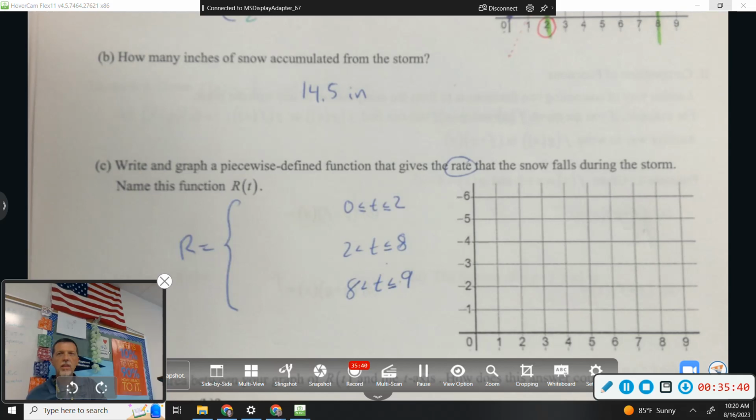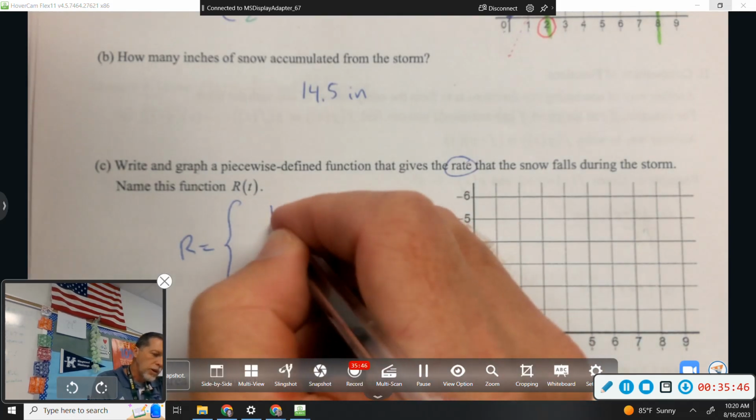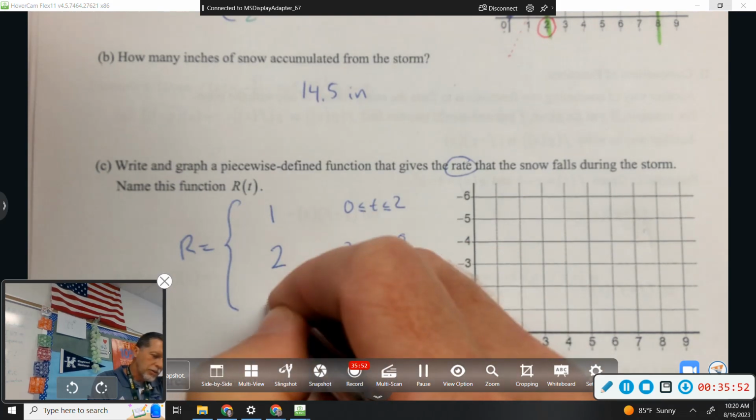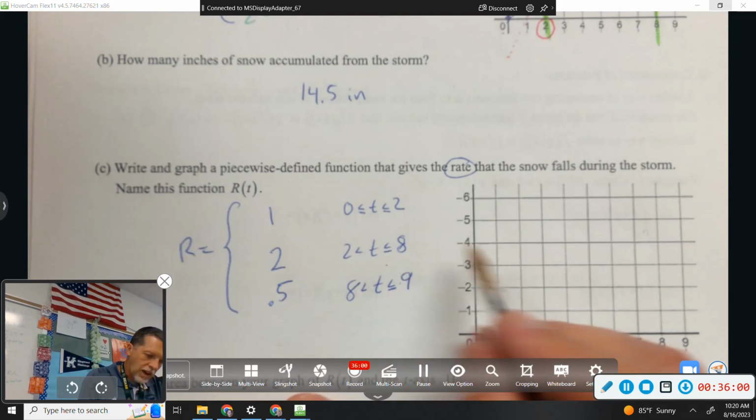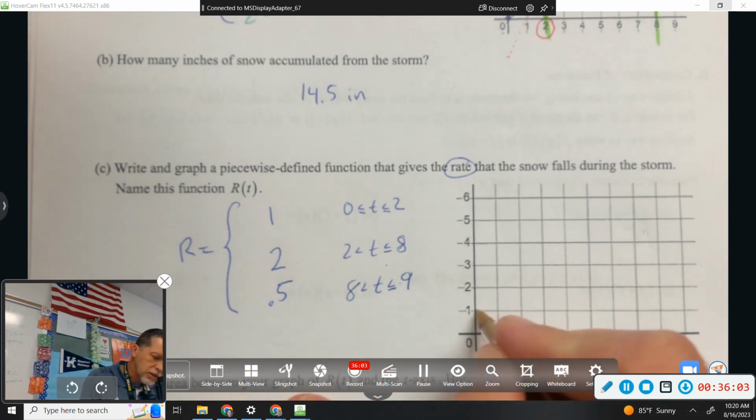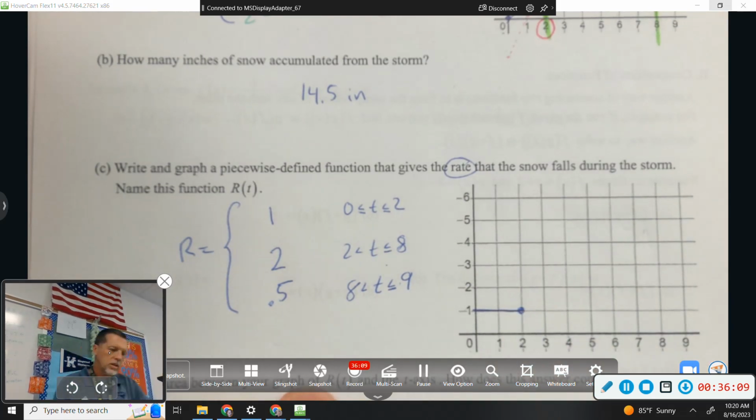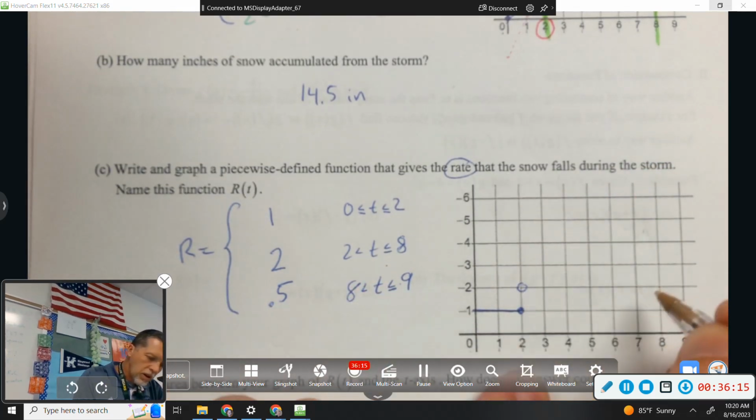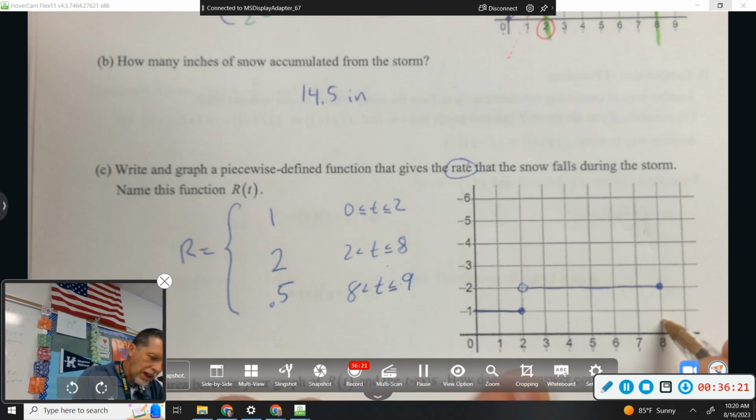Lost my color coding for this one. I was so excited that I kind of had already answered this problem. From 0 to 2, the rate was 1. 2 to 8, the rate was 2. And from 8 to 9, the rate was 1/2. Okay, graph that. So constant rate of 1 from 0 to 2. Close circle. 2 to 8, rate is 2. And our rate's 1/2 from 8 to 9.